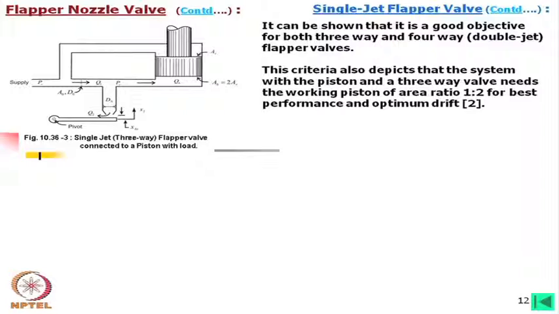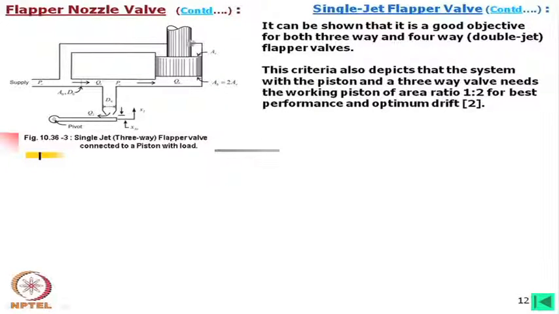Now, about this drift, to know more we can consult the reference, which I will show later. But what is drift? While we are using such three-way valves, we are moving the load in both plus and minus directions. So this means that it is operating something, and in most cases you may find it is operating another spool. Now, what is drift?